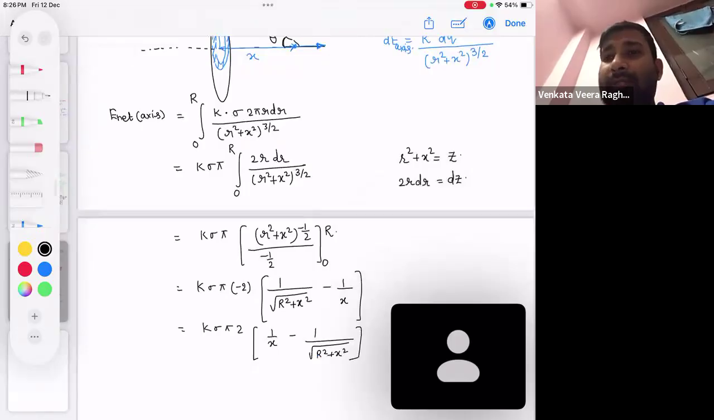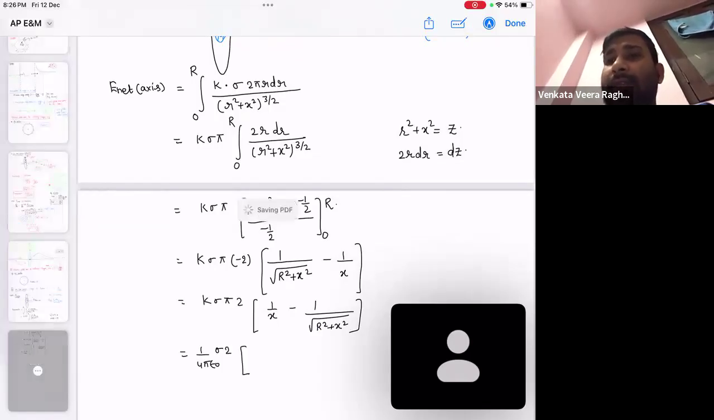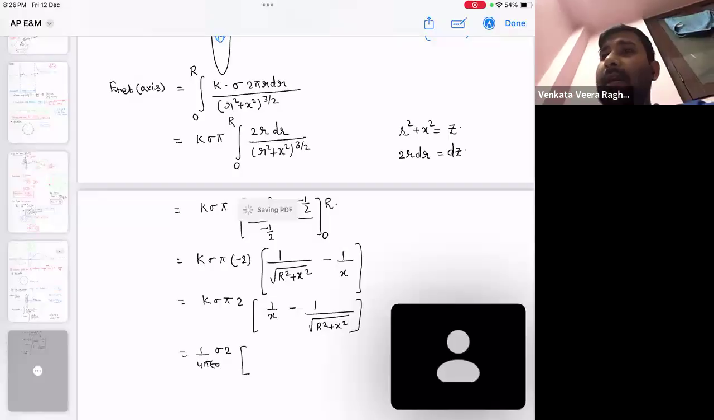So what I'm going to do is take the K value, which we can write as 1 by 4 pi epsilon naught. K value 1 by 4 pi epsilon naught, sigma 2, and if you take x common, and multiply, check it once: r square plus x square is z, 2 r dr is dz, dz by z to the power 3 by 2.